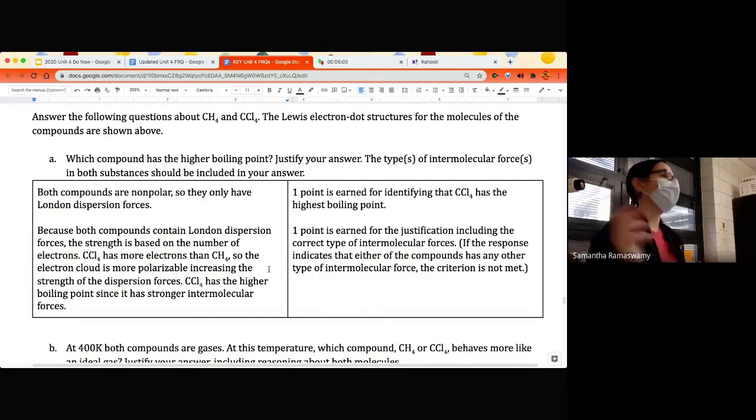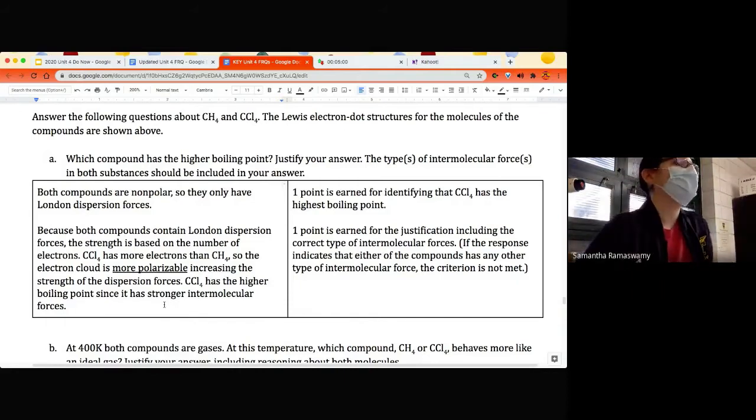Nonpolar substances are not based on polar bonds because it's a nonpolar molecule, so it doesn't matter. But it's based on electrons. So since CCl4 has more electrons, the electron cloud is more polarizable. This is a really important explanation, right? More polarizable, increasing the strength of the dispersion forces. So CCl4 has the higher boiling point.